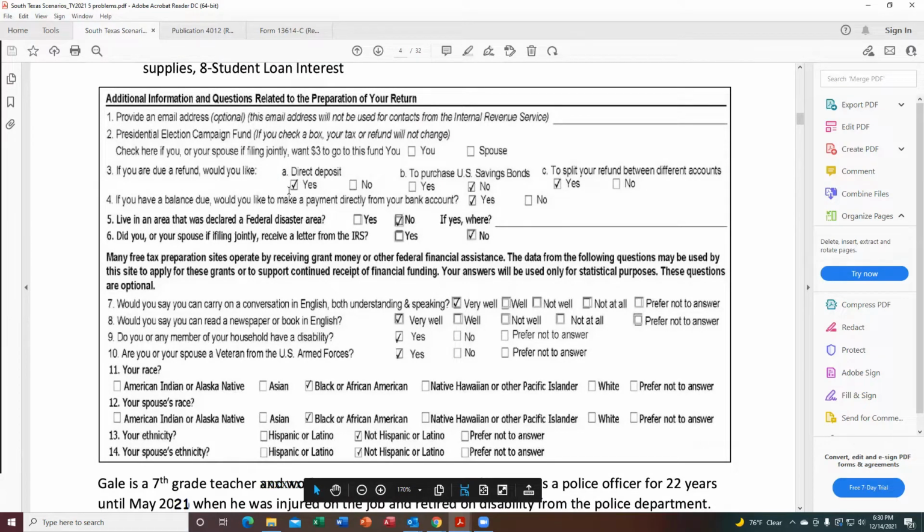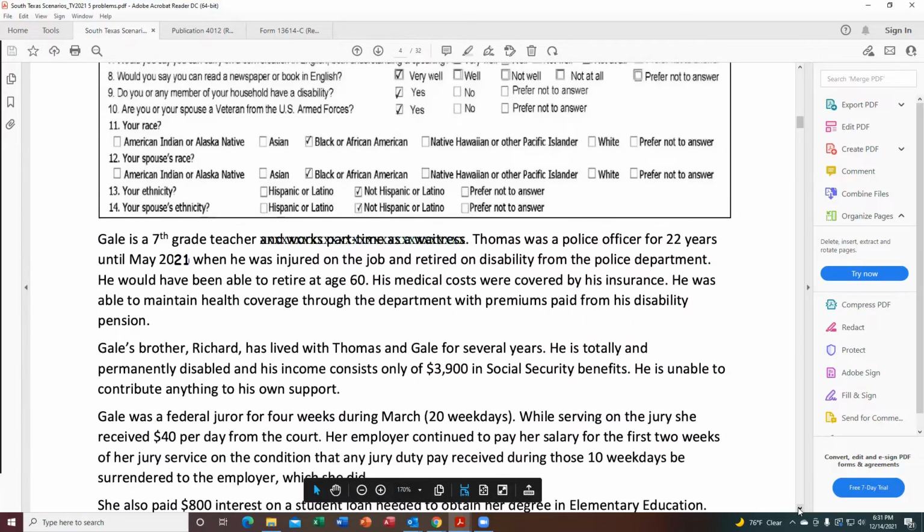Again, it talks about direct deposit and so forth. If you notice, this has an email. If the tax client wants to provide an email, they may. It's not required. If they're getting a refund, what is it that they want to do with it? In this case, they don't want to purchase a savings bond. They want a direct deposit. They want to split it. So they've answered the questions here. Then there's some notes.